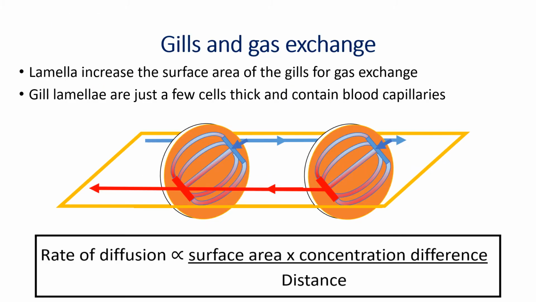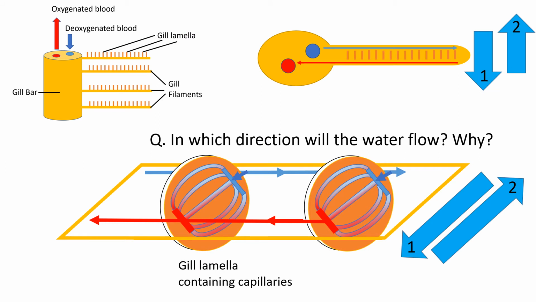So how are the gill lamella adapted? Well, they have a large surface area to maximize the rate of gas exchange, and they're also just a few cells thick. They're very thin, containing large numbers of blood capillaries, just like the capillary networks you would find in animals. Again, it all goes back to Fick's law and look at surface area, concentration difference, and the distance that the substance has to travel, and these are the things that will always be visible when you're looking at adaptations for gas exchange.